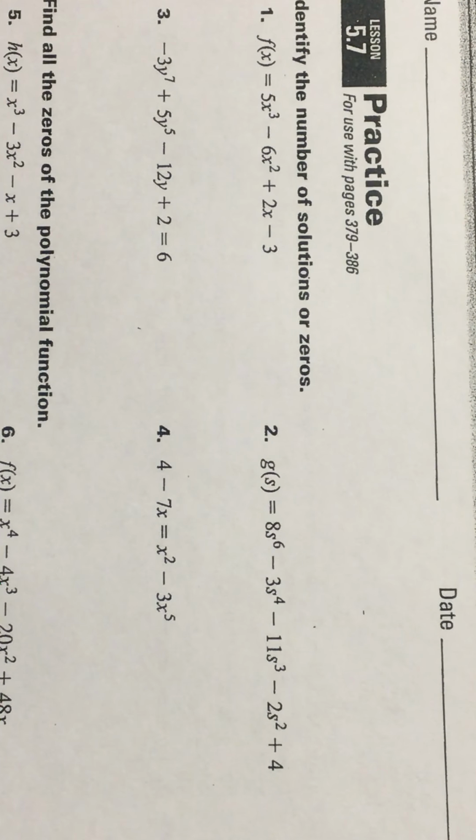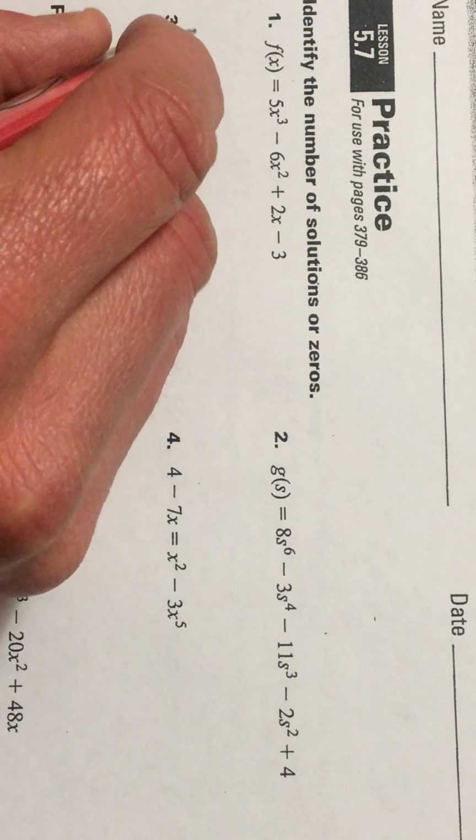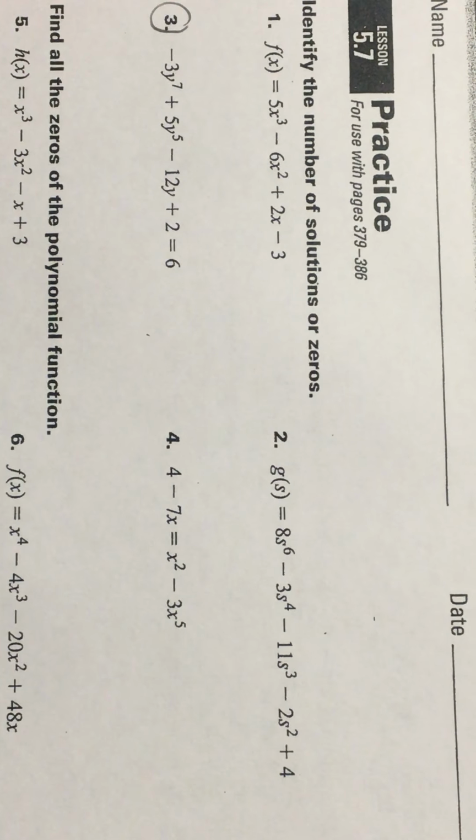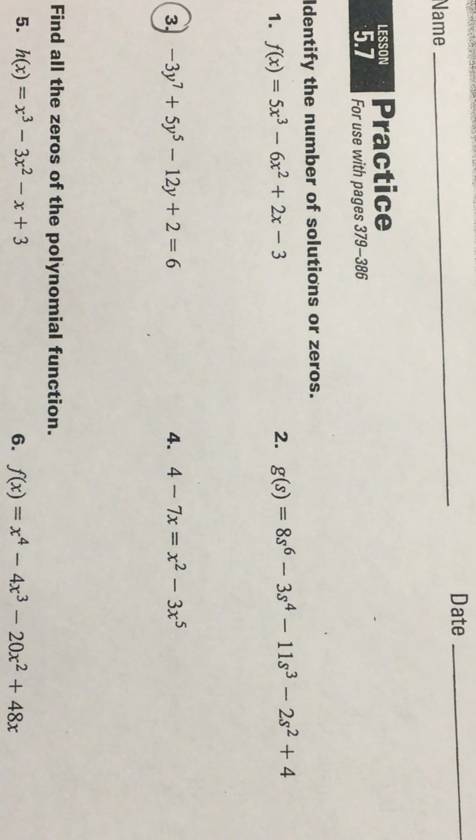5.7 practice. I'll do a couple of examples. I'm going to mix it up because I asked you to do odds or evens depending on what period you were. So if I go to number 3, identify the number of solutions or zeros.